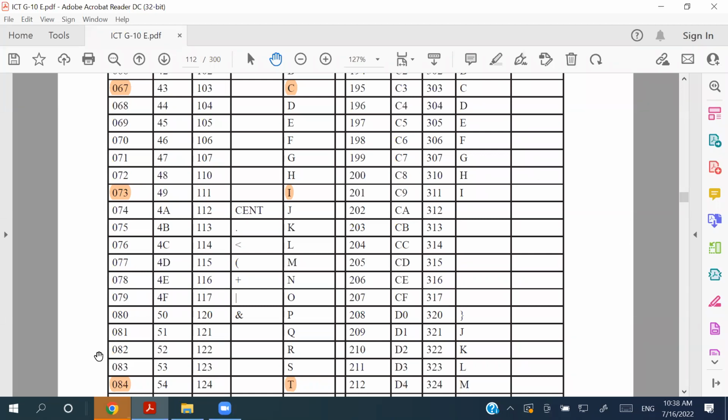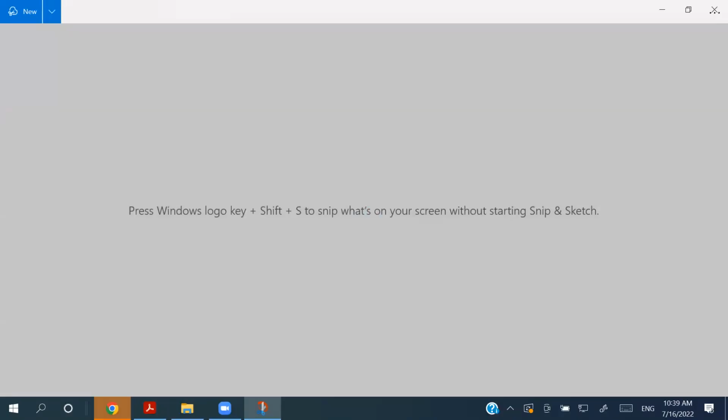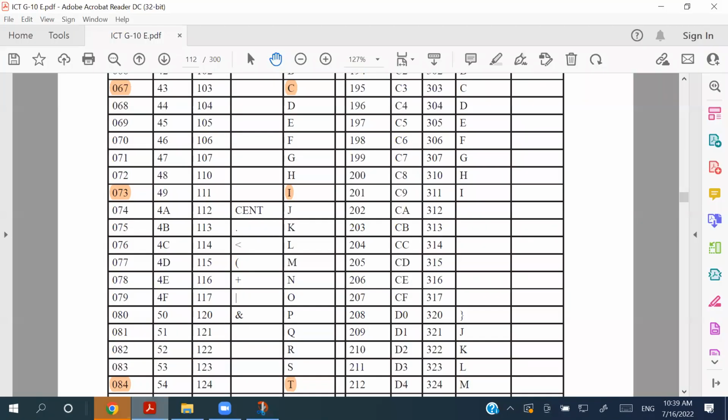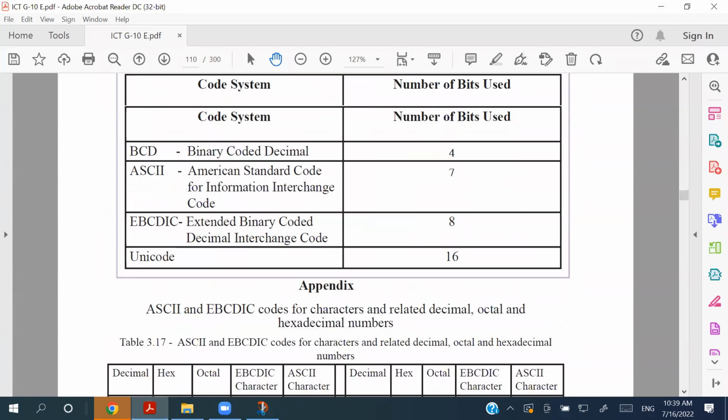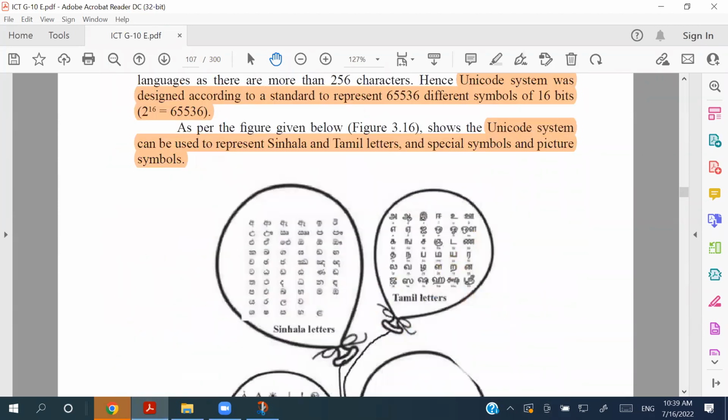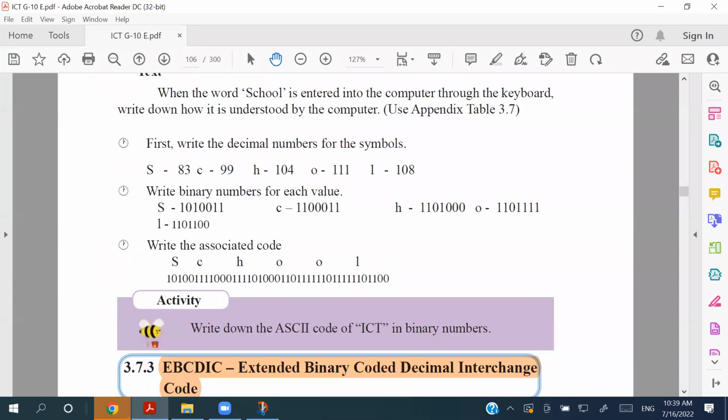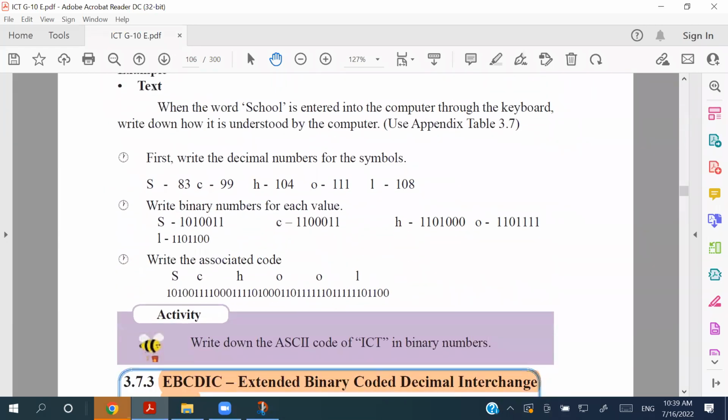So try it out, people. It's the second activity, the activity under the Unicode, right? If I refer to the activity, this is the activity. It is on page number 98.